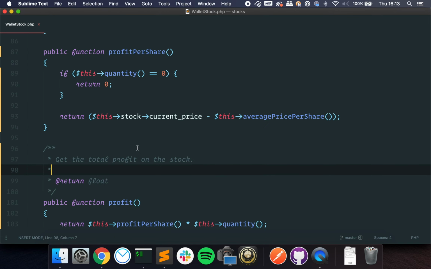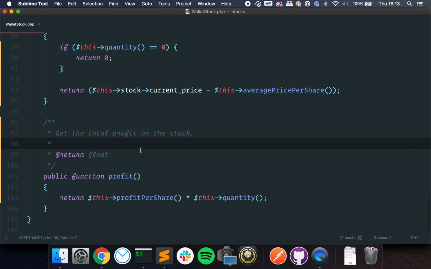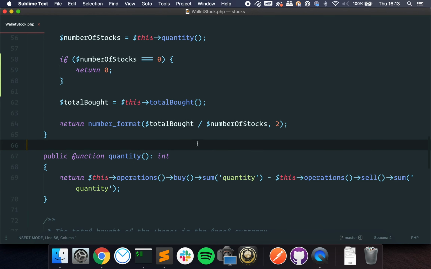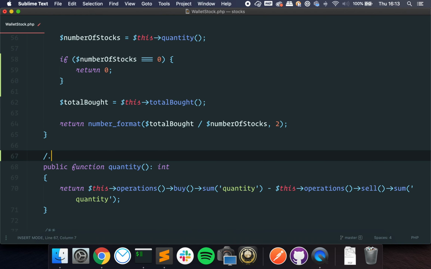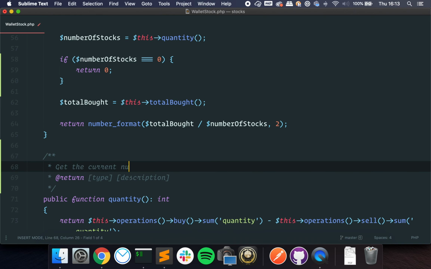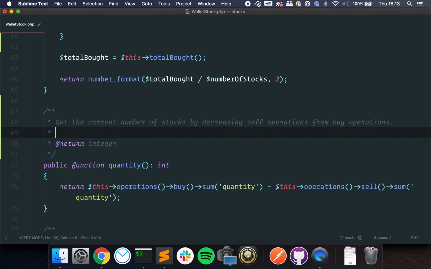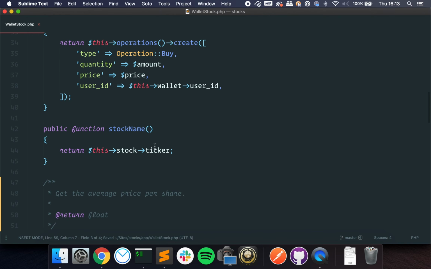So the last thing I want to do is add some doc blocks. This one's pretty much self-explanatory. Get the current number of stocks by decreasing sell operations from buy operations. Remember that you can be short on something. You can be short on a stock, so you can be negative. You should return an integer. Okay. For each price per share.